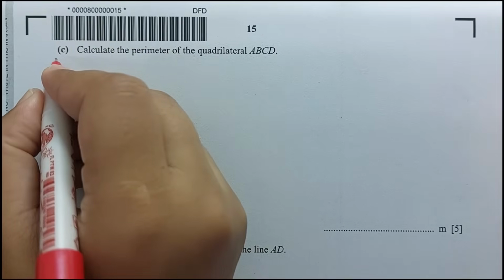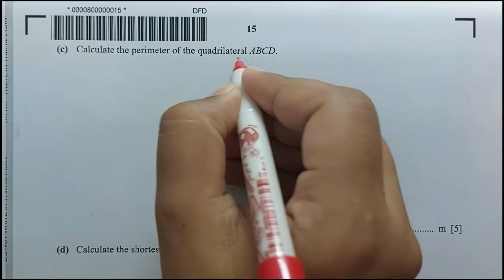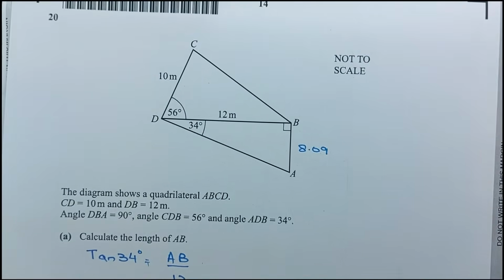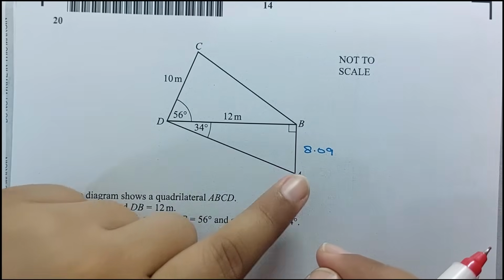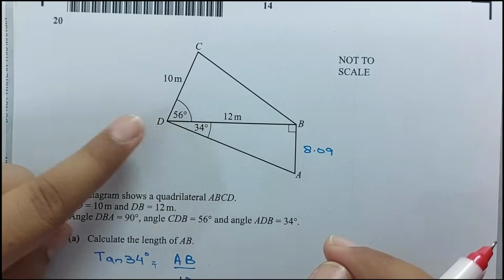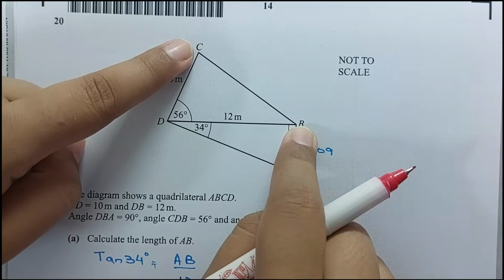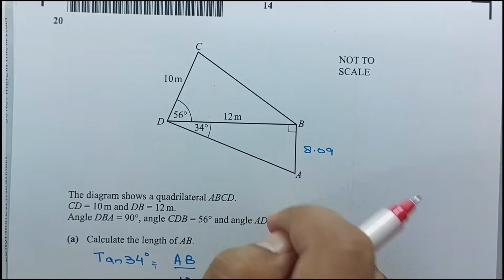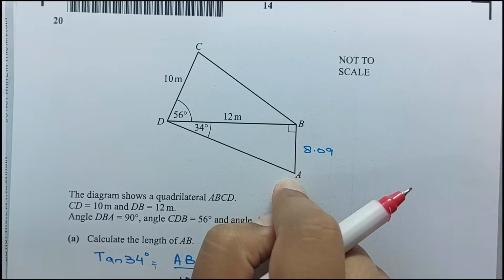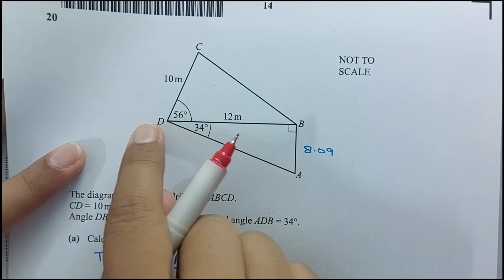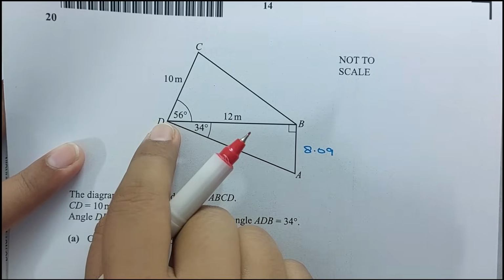Now for part C, calculate the perimeter of quadrilateral ABCD. To get the perimeter, we have AB and CD, but we don't have AD and BC. AD we can easily get by using trigonometric ratios. Yes, ABD is a right angle triangle.